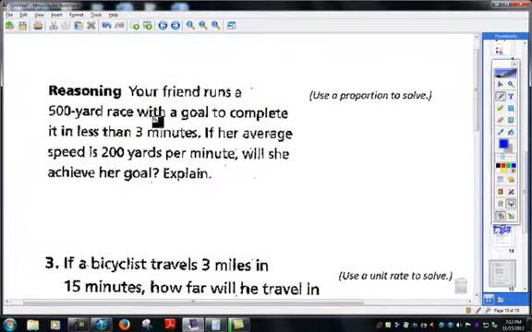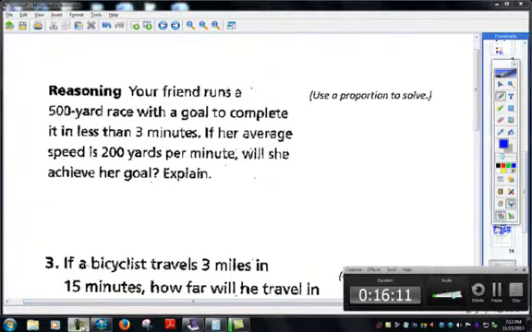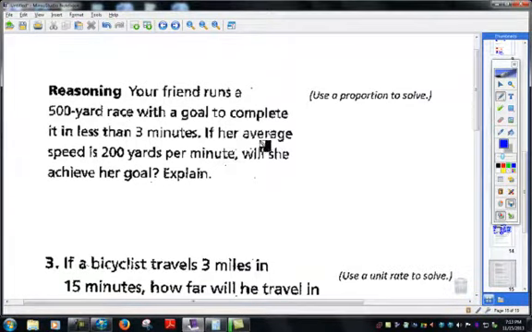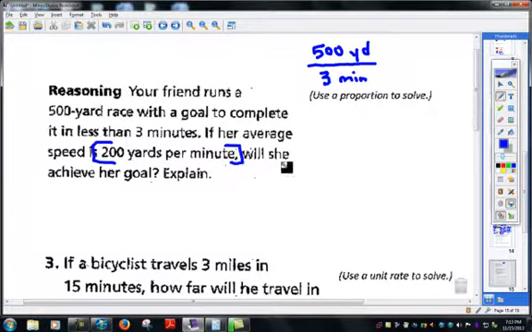Your friend runs a 500-yard race with a goal to complete it in less than 3 minutes. If her average speed is 200 yards per minute, will she achieve her goal? This is where you really use your proportions to think. She wants to complete a 500-yard race in 3 minutes. That is a ratio right there. And it says her average speed is 200 yards per minute, there's another ratio.